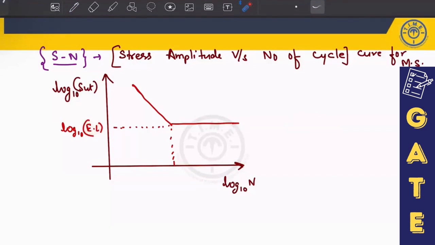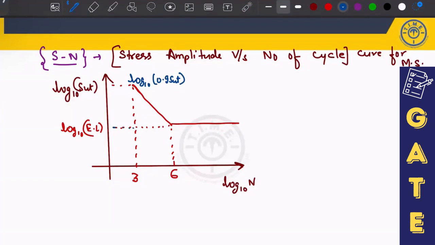Now for a mild steel, this point is nothing but 6. So usually this is 10 to the power of 6, but we are plotting in terms of log, so that means it will become 6. Similarly, this point is 3, and corresponding to this point there will be a strength. What is the strength? Log of 10, 0.9 ultimate tensile strength. This is, you already know, yield tensile strength.